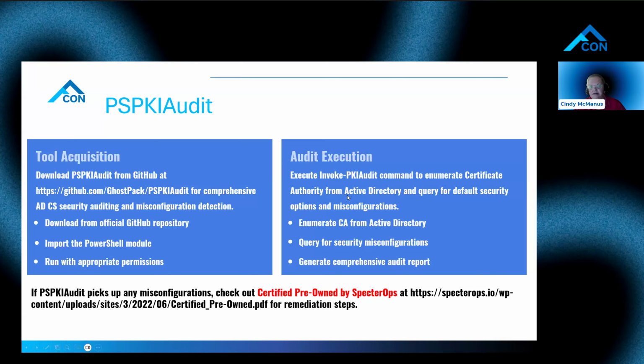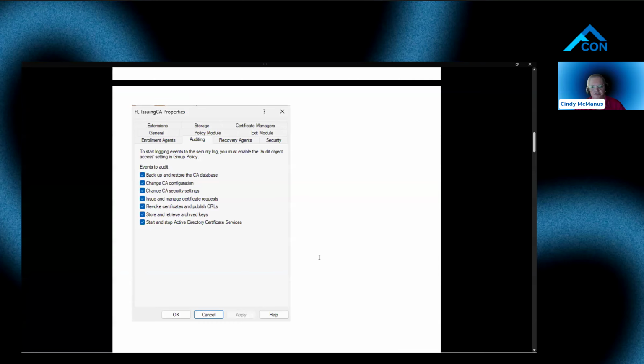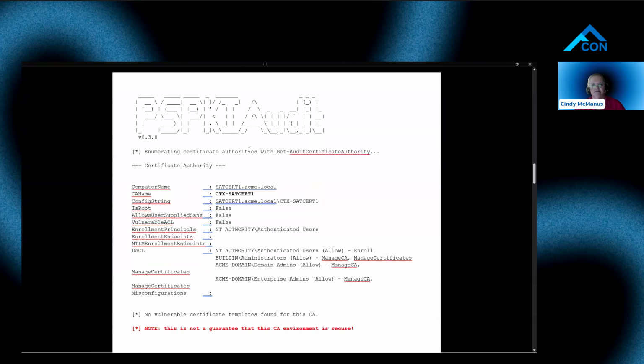It will query for the security permissions. It will look for misconfigurations. It pulls the information about the CAs from Active Directory, and it creates an audit report. And I'm going to show you bits and pieces of one. This is what it looks like. And with this one, it has looked at SA Cert 1.